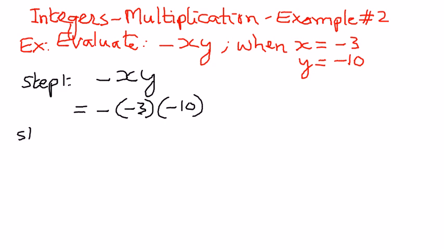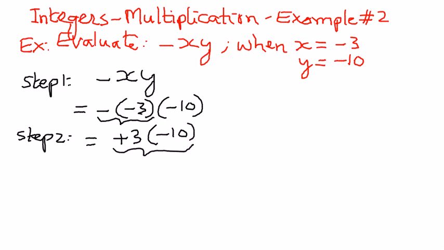So in step number 2, we're going to simplify it some more, and then we're going to take two numbers at a time. Negative times negative is a positive 3, and then we're going to multiply that by negative 10. Positive times negative, we'll simplify this, and that we'll call step number 3. And positive times negative is a negative, 3 times 10 is 30. So that is where we want to leave it.